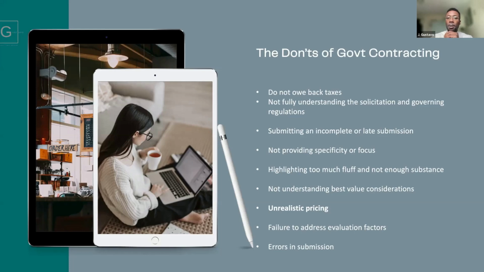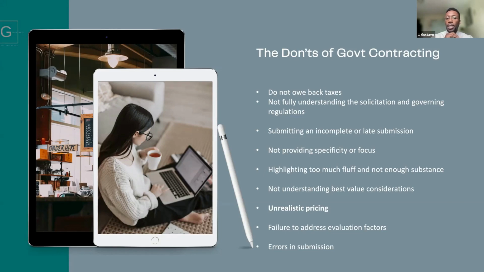But if that's not the case, be very mindful of getting paperwork turned in on the time that they've allotted you. Furthermore, not providing specificity or focus, highlighting too much fluff and not enough substance. It's okay to be articulate, but you don't want to be too verbose. You want to get your point across without a lot of fluff, because oftentimes that will just get lost in the ether and people will not have a lot of interest.